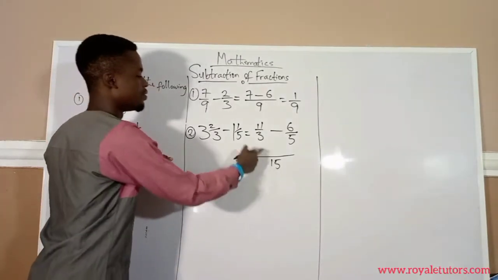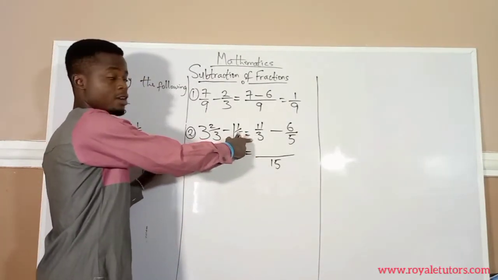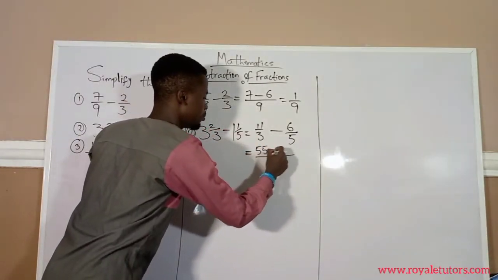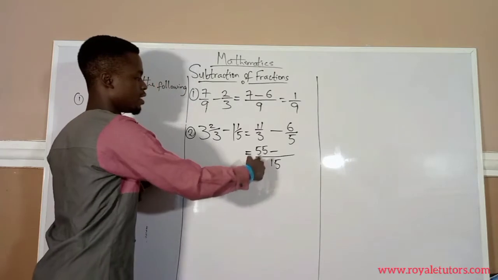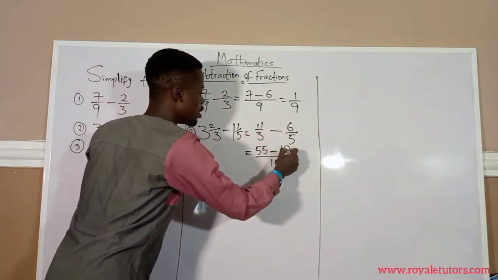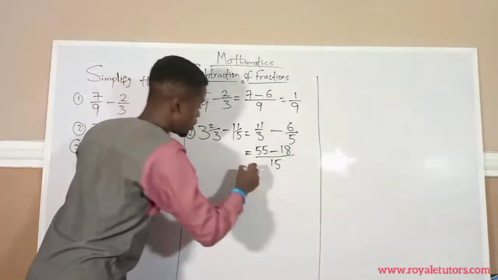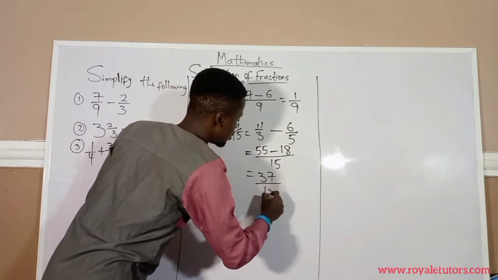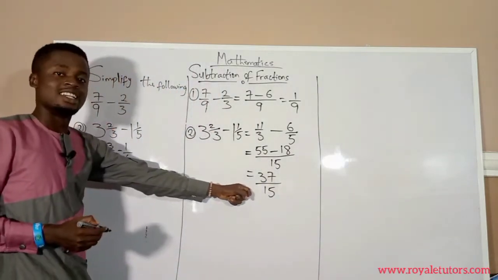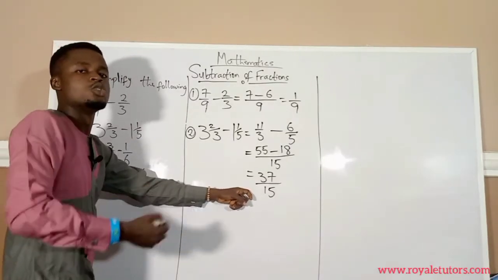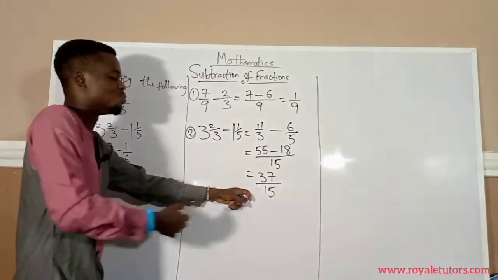So you have 15 divided by 3, which is 5, multiplied by 11, that's 55, minus 15 divided by 5, this is 3, multiplied by 6, that's 18. If you compute the subtraction, you are going to have 37 over 15. So this is the answer. Now you can decide to leave it as an improper fraction, but I told you about the beauty of math. We need to just beautify it. How do you do that? You change it to a mixed fraction.